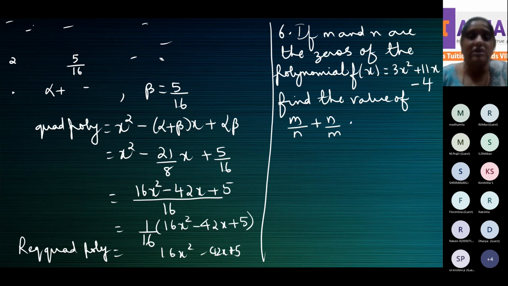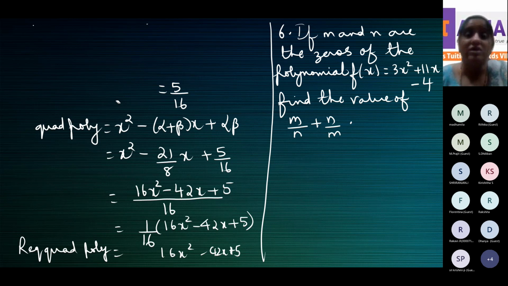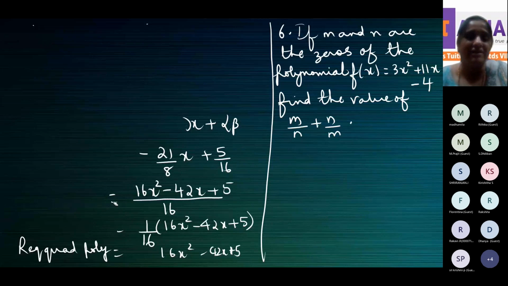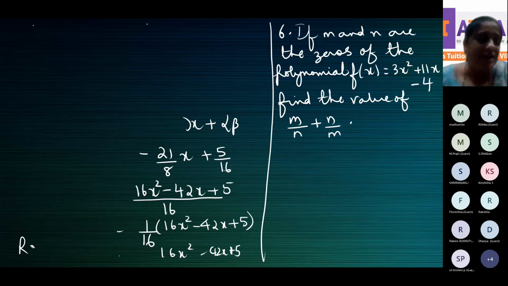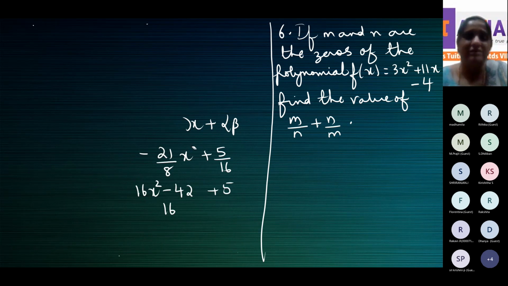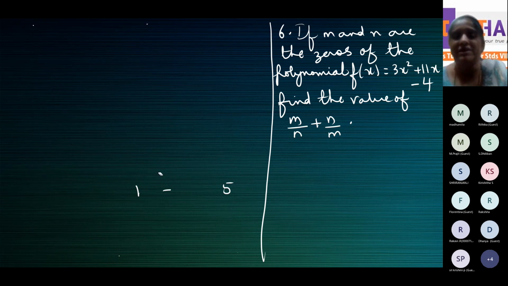Now in 6, m and n are the zeros. See, normally alpha and beta are the zeros. In the previous question, a and b were the zeros. There, m and n are the zeros. So that means the sum of the zeros is m plus n, instead of alpha plus beta. And the product of the zeros will be mn, instead of alpha beta. Now, what is it there? If m and n are the zeros, find the value of m by n plus n by m.